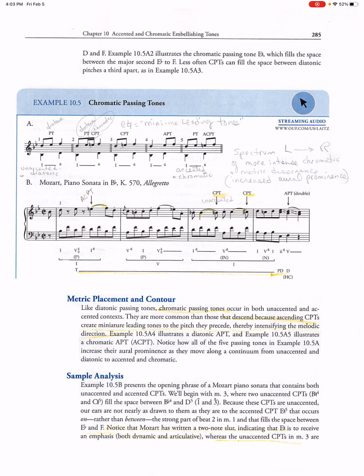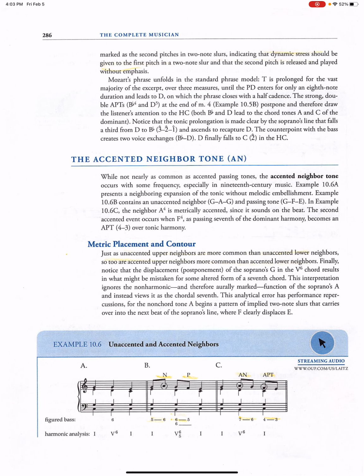So if you look underneath the examples on 10.5, you'll see the blurbs that go along with both of those things. The metric placement and contour goes with 10.5a, and the sample analysis goes with 10.5b. So we're going to move on, because we've already talked about that. And at the top of 286, it talks about that phrase model. We just talked about that too.